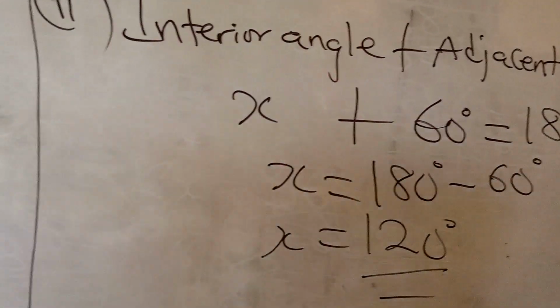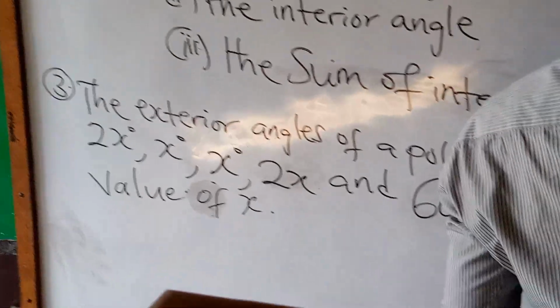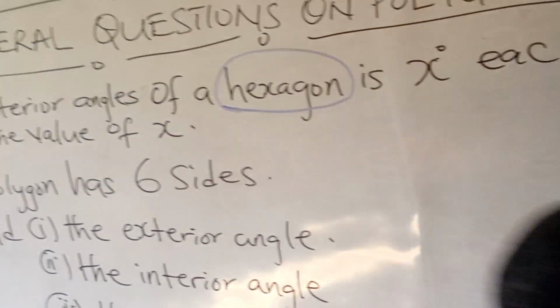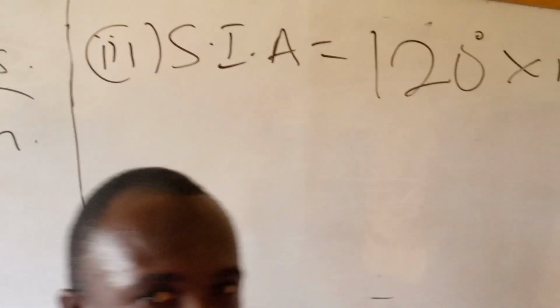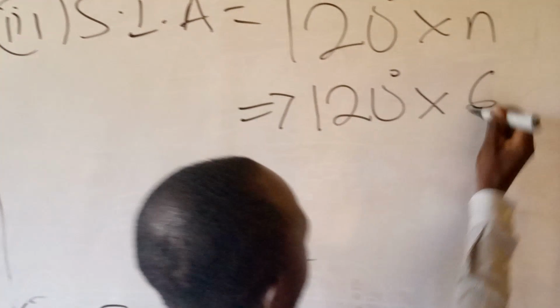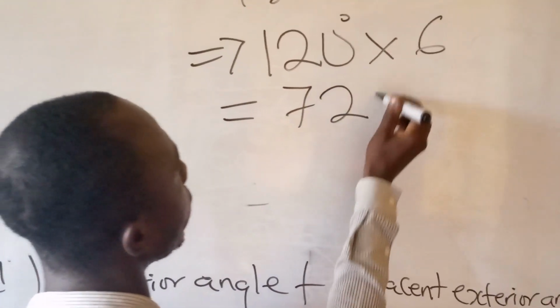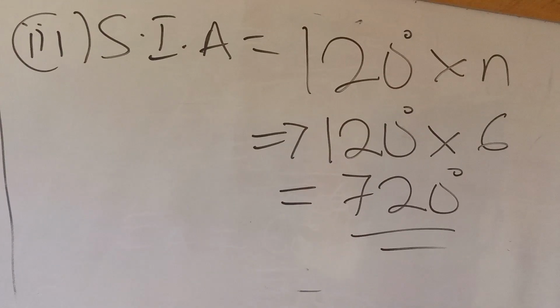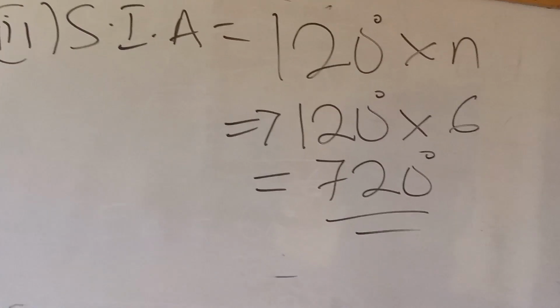The third one, let's find the sum of interior angles. We now know the polygon has 6 sides. To find the sum of interior angles, you just multiply this interior angle by the number of sides. It becomes 120 times 6, and this is 720 degrees. You see, I've simplified it. We are getting the same answer.